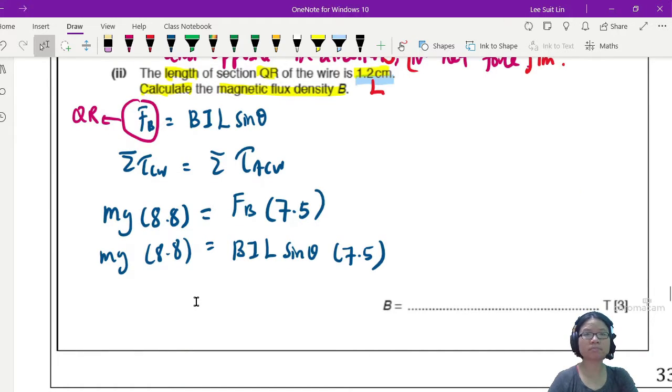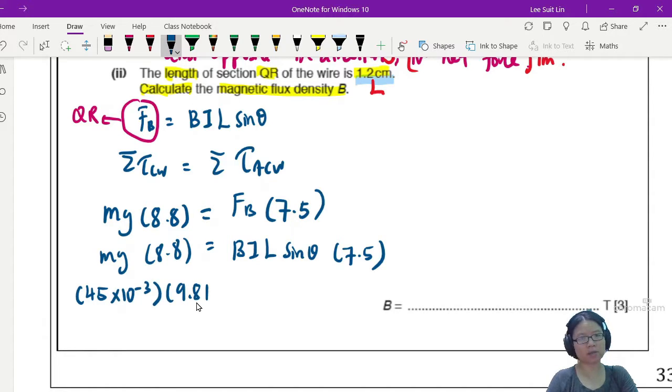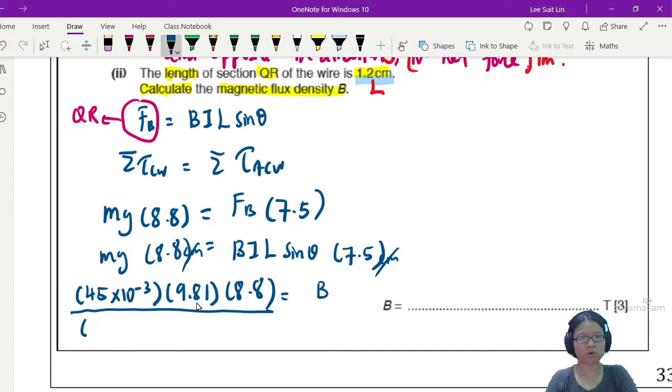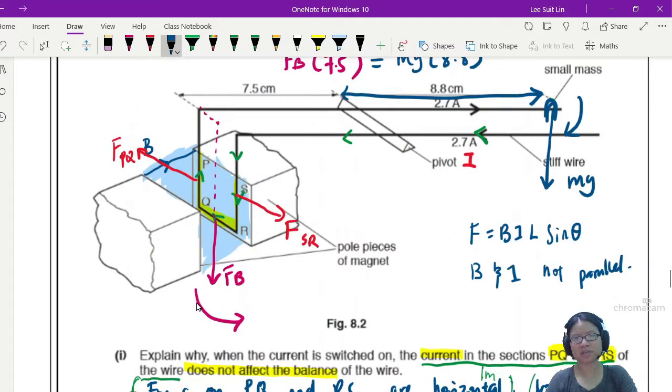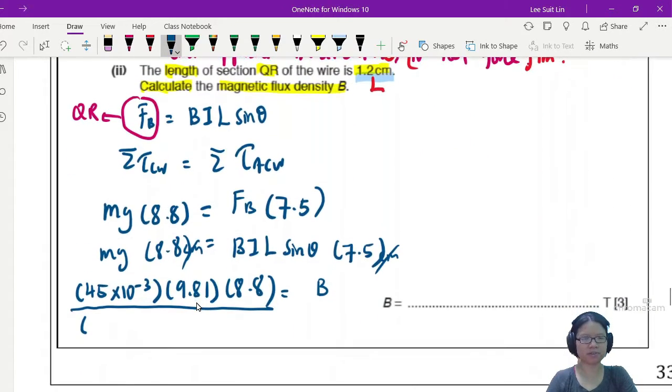So we substitute. 45 milligram, so this will be 45 times 10 to the power negative 3, times 9.81, times 8.8. If you're wondering why the 8.8 has no need to convert, it's because 8.8 is in cm and 7.5 is also in cm. The cm and cm will cancel off. Okay, and this will be equal to, we are looking for B, right? So I keep the B here, divided by I, which is 2.7, sorry, 2.7. Okay. L is the length, which is 1.2 cm.